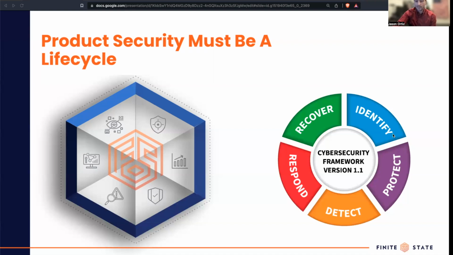You'll notice we've seen these 2 diagrams a couple of times already in the talk, but you'll notice a striking similarity between the product security lifecycle and the cybersecurity framework that's well publicized by NIST. And that's because they are similar in thinking, and product security is a subset of overall cybersecurity best practices.